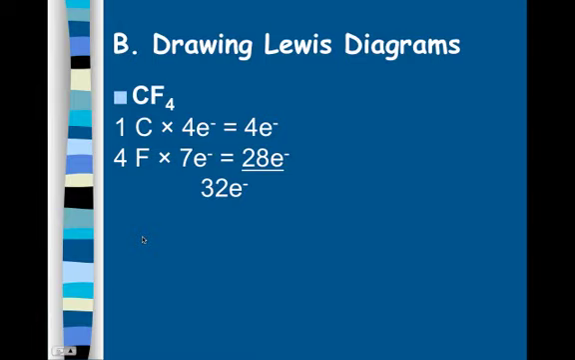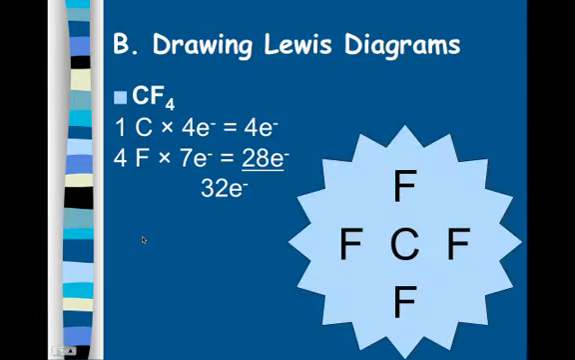Now, let's arrange our atoms. Remember, the single atom is going to be at the center, surrounded by the other atoms. Now, the carbon is going to bond with each of the fluorines. So we have 2 electrons here. Remember, each bond's worth 2 electrons. 2, 4, 6, 8. So that means that the carbon is happy. Carbon is sharing 8 electrons with each of these 4 fluorines. So carbon's happy. Its octet has been met.